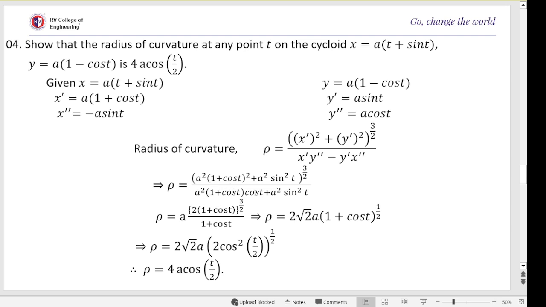divided by, similarly, the denominator also: if you multiply and expand you will get a² into (1 + cos t). So a³ by a² will give you a, and 2 to the power 3/2 is 2√2, so 2√2 a (1 + cos t)^(3/2) divided by (1 + cos t). So 3/2 minus 1 gives you 1/2. So this becomes 2√2 a (1 + cos t)^(1/2). I can write 1 + cos t as 2 cos²(t/2), to the power 1/2. So ρ = 4a cos(t/2).